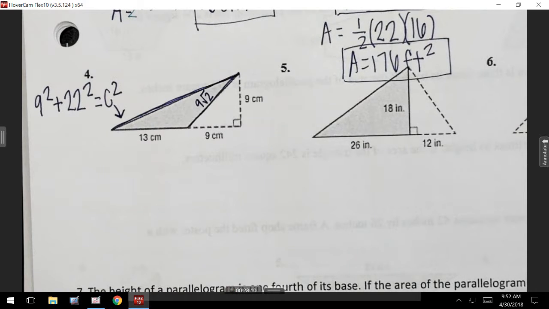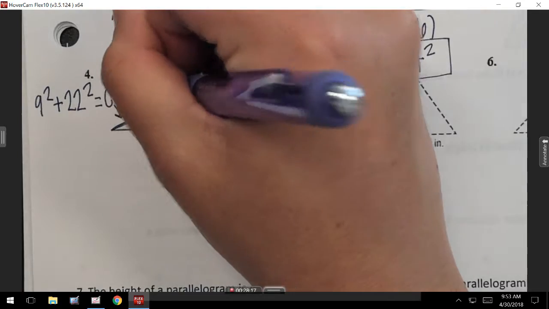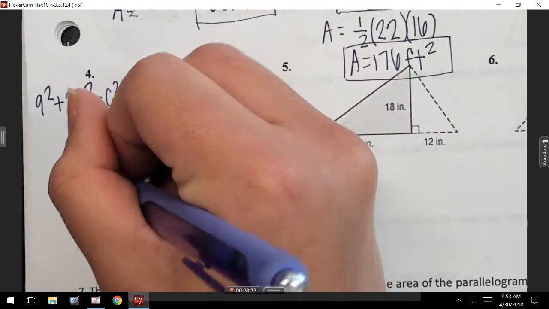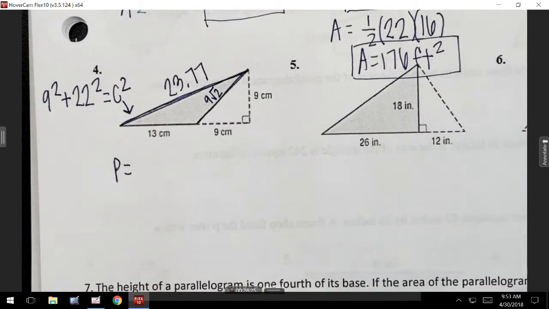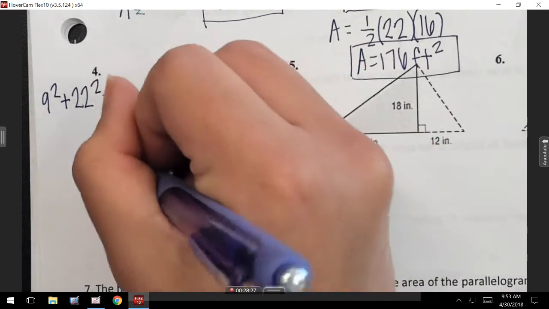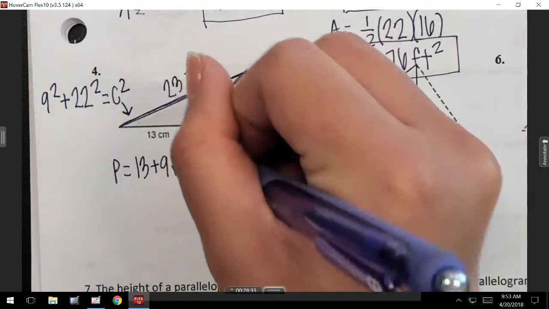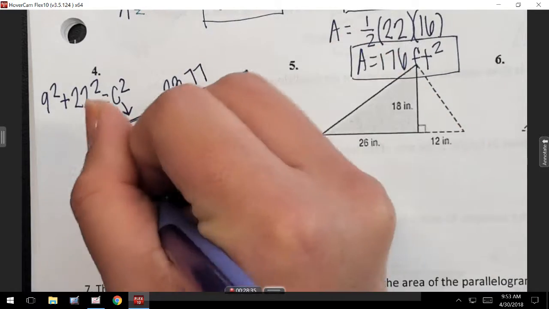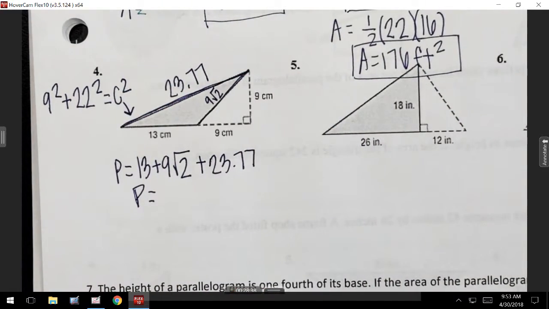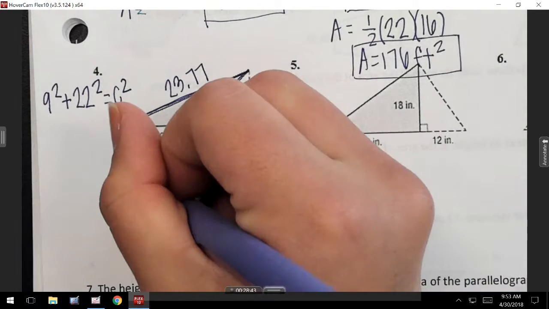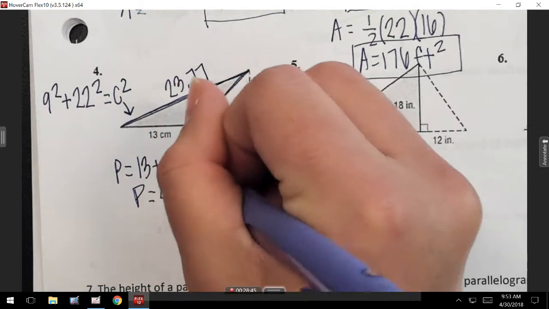So do you use the whole triangle to find everything else, or just for that? Just for that. Okay, so I take the square root of that, and I found that this is 23.77. Now to find the perimeter, what 3 sides do I add together? 13 plus 9 root 2 plus 23.77, which is 49.5 centimeters.